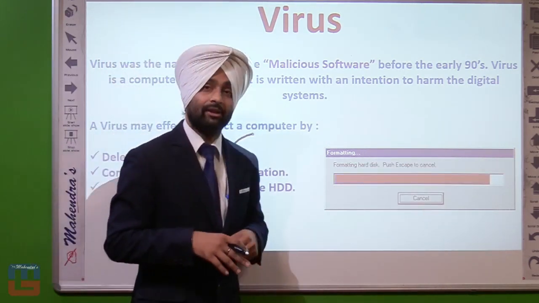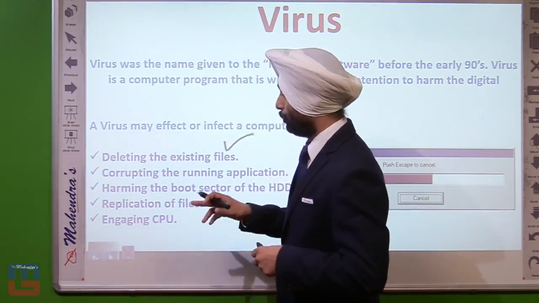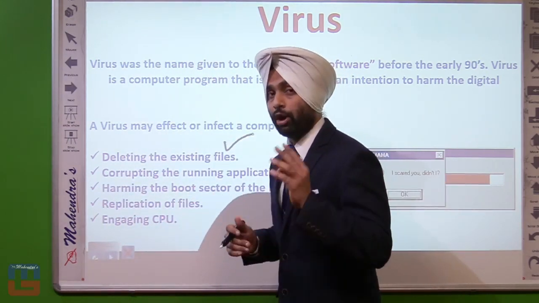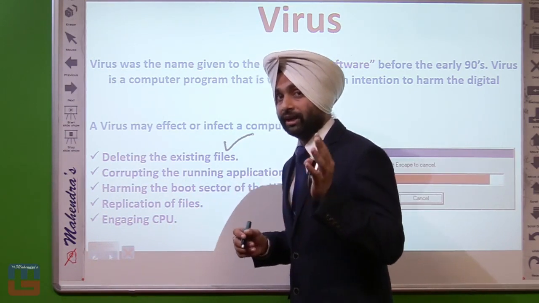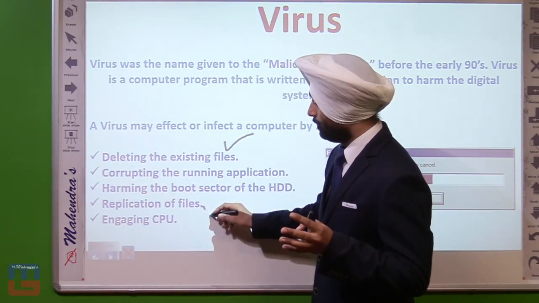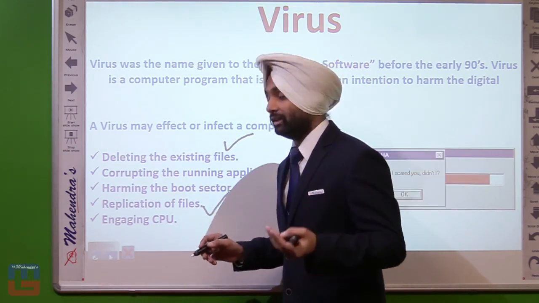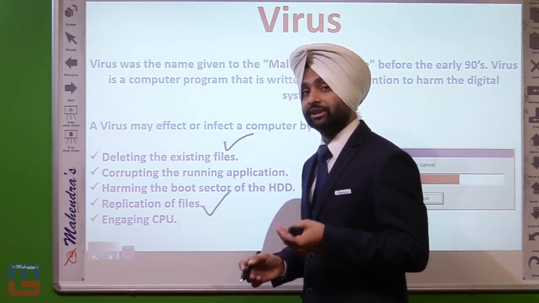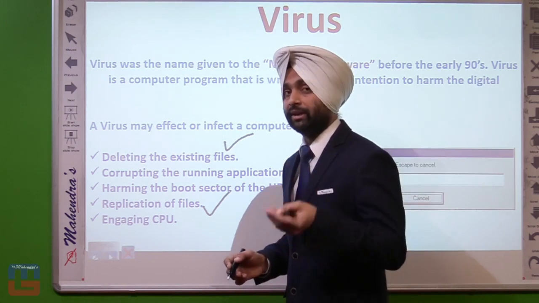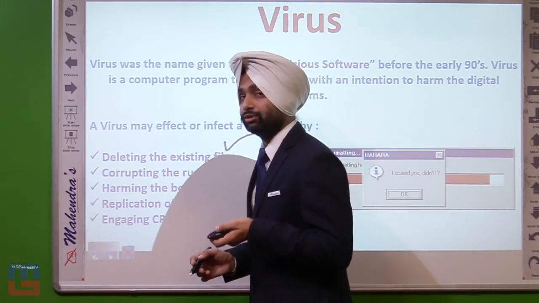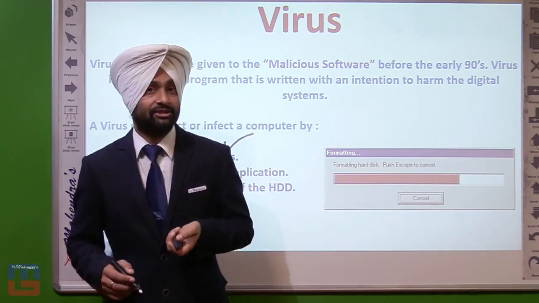The fourth one, which is an important one, is replication of files. Worm: a malicious code that replicates files. A worm is that particular program that replicates the files. The last one is engaging the CPU in unnecessary tasks. This is also a potential threat to a computer system.